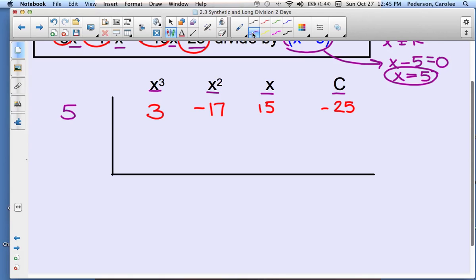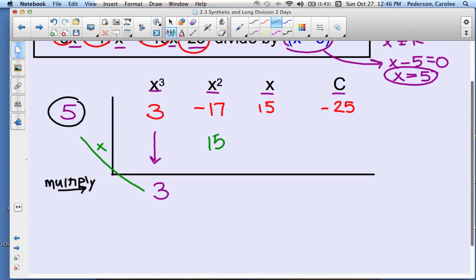So step 1 in synthetic division is always to bring down this first term. And now everything underneath here, we are always going to multiply to this 5. So we say 3 times 5 is 15. That's going to go in our first place. And now we always add the columns. So negative 17 plus 15 is negative 2.